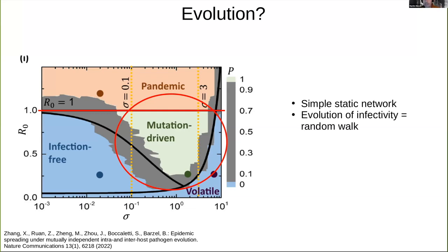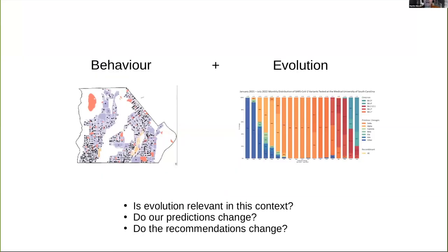So the question now is, since this is an extremely simple model, what happens if we combine the complex behavior of agents and evolution in a single model? So is evolution relevant in this context? Do our predictions change? And more importantly, do the recommendations that we would make for policymakers change? And we tested that with a model. I have to say at this point, this is still a very conceptual model. So there are basically no real numbers in that model. So everything is still at a qualitative level, but that can be changed in the future.